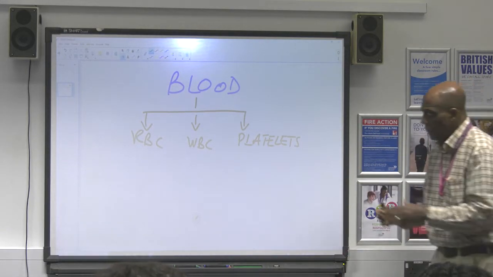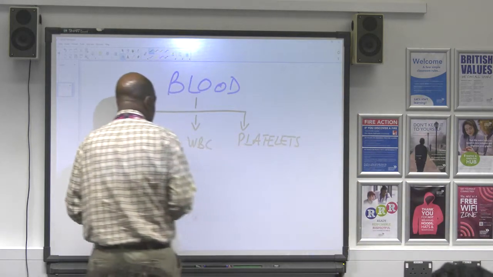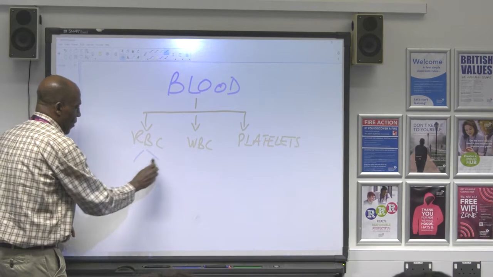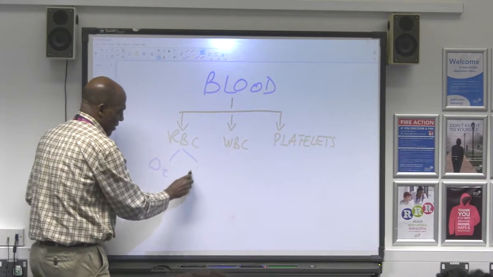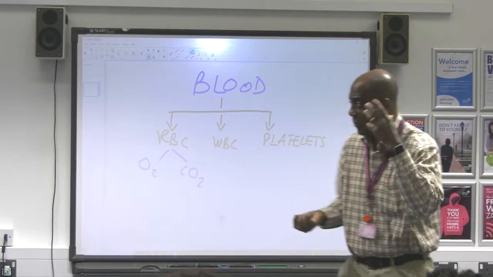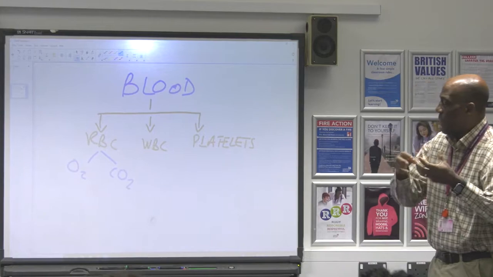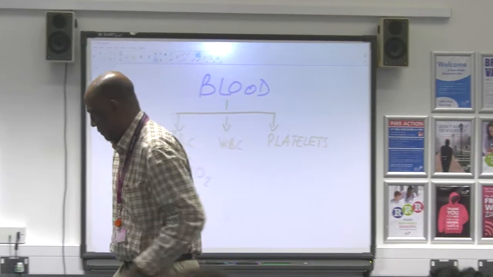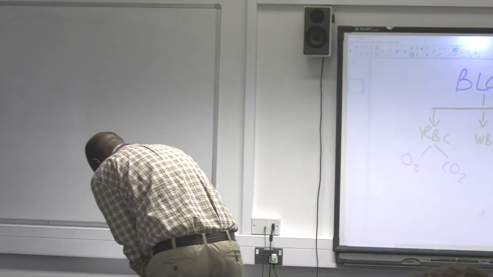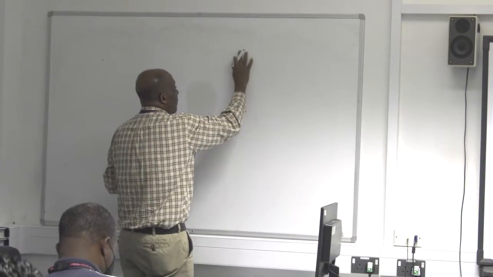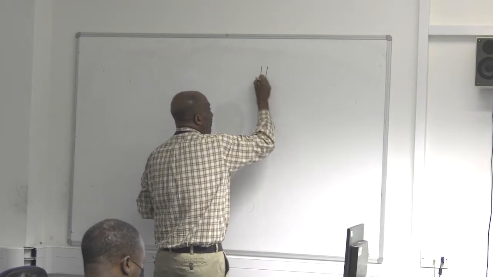Okay? The red blood cells we picked up that mainly for oxygen and carbon dioxide. They transport oxygen, carbon dioxide. And then when you look at a red blood cell, the red pigment, the oxygen and carbon dioxide bind to the red pigment called the hemoglobin.